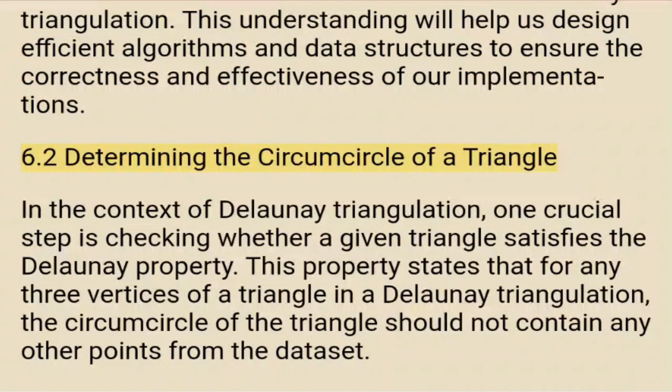6.2 Determining the circumcircle of a triangle. In the context of Delaunay triangulation, one crucial step is checking whether a given triangle satisfies the Delaunay property. This property states that for any three vertices of a triangle in a Delaunay triangulation, the circumcircle of the triangle should not contain any other points from the dataset.